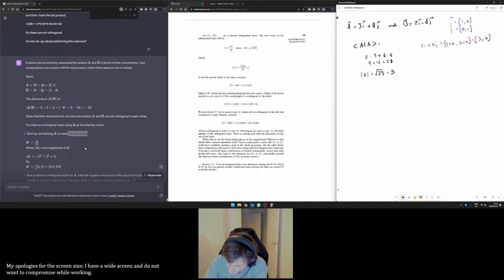So now we get A prime is equal to A over the norm of A, which is equal to 3, 4 divided by 5, which is equal to 3 divided by 5, 4 divided by 5.